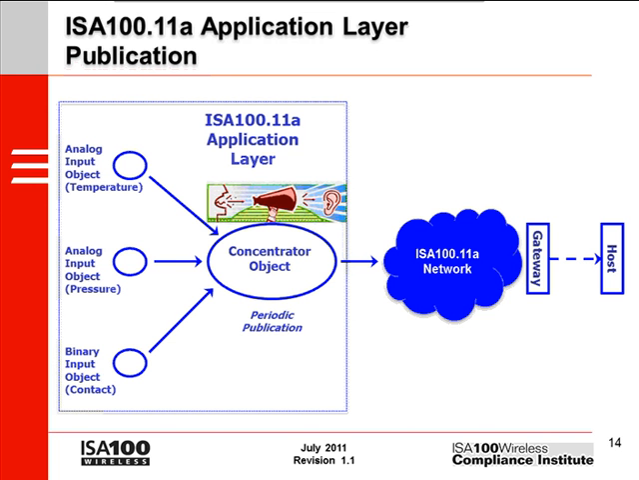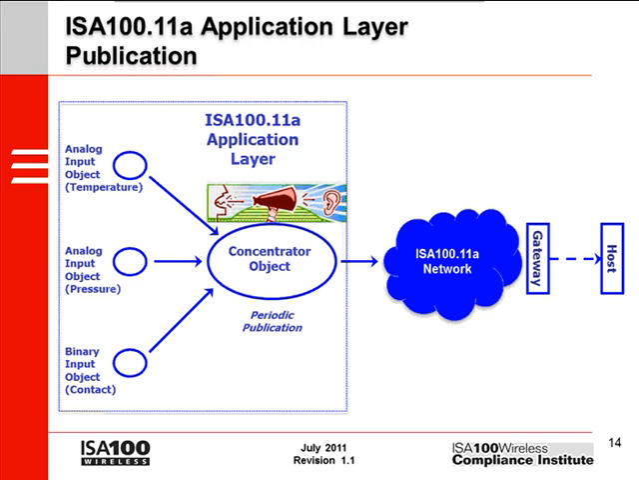Not shown in this diagram, there is a symmetrical object on the receive side called the dispersion object. The gateway in this picture uses a dispersion object to disassemble the publication whenever it is received. The concentrator object is very versatile and can publish any data in the device. But most of the time, a concentrator object will publish two types of data, analog input objects and binary input objects. An analog input is a 32-bit floating point number, such as temperature or pressure, plus a status byte. Binary input is an on-off status plus a status byte, such as a contact.